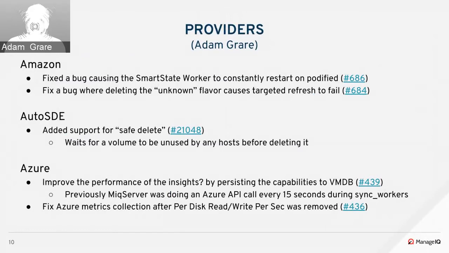Also recently, Microsoft deleted a metric counter that we were using for the metrics capture, which was the per disk read and write per second. What they ended up doing was instead of having it as a rate, they had an absolute value, so they had a gauge for that particular interval. So we started using the new metric going forward. Next slide.